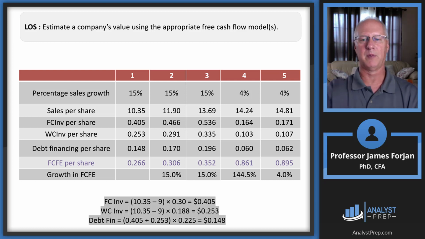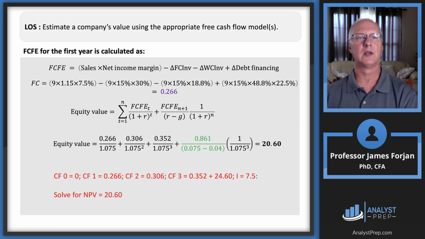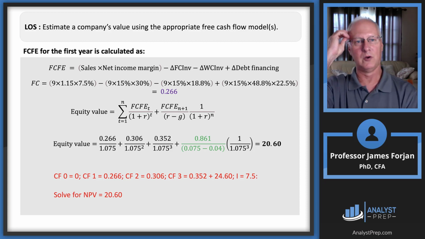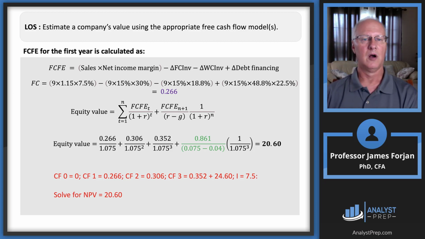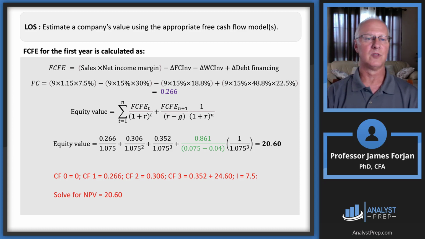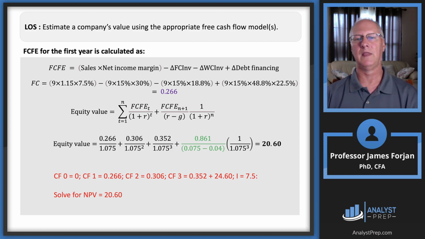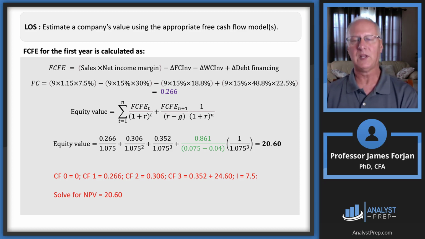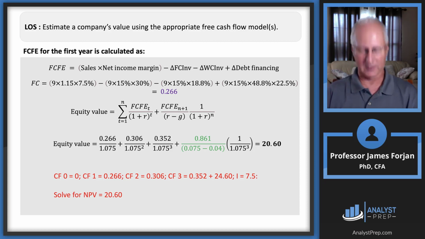So remember, I want you to think about the purple doesn't exist right now. So let's go ahead and calculate that free cash flow to equity. What we're going to do is we're going to take the sales. So there's the 9 times the 1.15. There's the 10.35 times our net income margin. We're going to subtract out the change in the fixed long-term investments. So there's the 9 times the 15% and the 30%. And then we're going to subtract out the short-term investment, take the same 9 times the same 15, and then times the 18.8. And then the debt financing, we'll do the 9 times the 15%, right? There's the 1.35, and then times the 22.5. So if you do all that, you get 2.66.